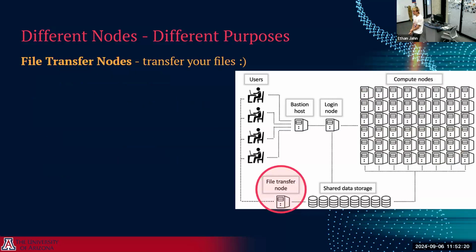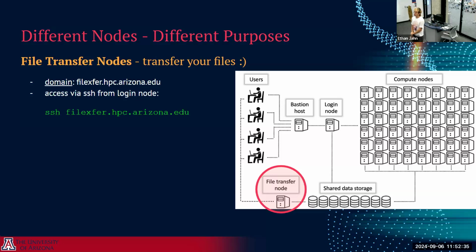File transfer node, last type of node. Name is pretty self-explanatory. It allows you to transfer files at a faster rate than otherwise. So the domain is filexfer.hpc.arizona.edu. So if I wanted to access that node, I can.